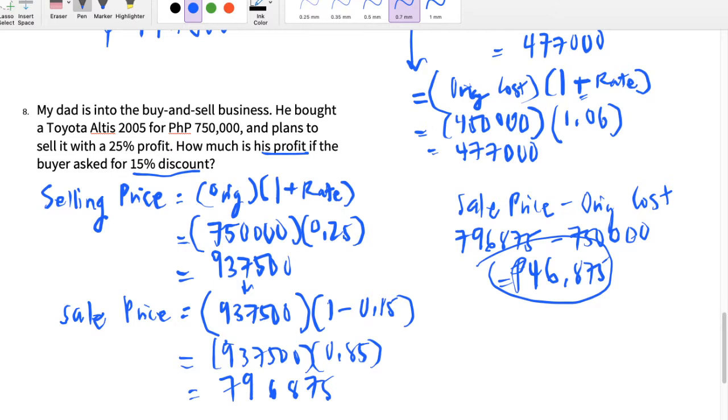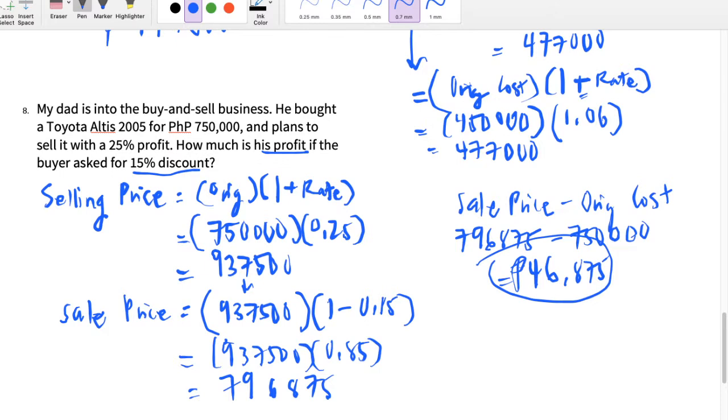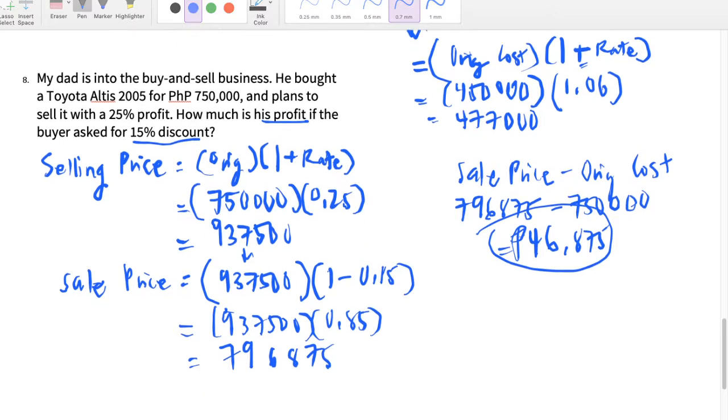Alright? That's it for our worksheet 2. Let's start at 11:30 for our worksheet number 3. Okay, do you have questions? Wala naman ata.